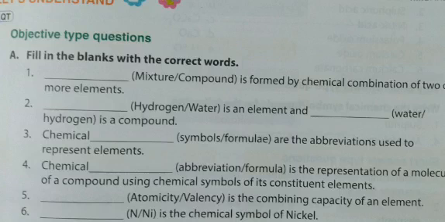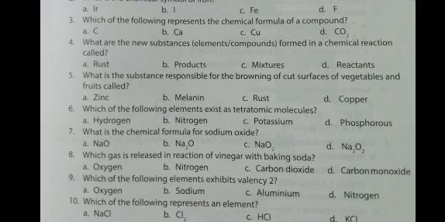Number 4, chemical dash representation of a molecule of a compound using chemical symbols of its constituent elements will be formula. Number 5, dash is the combining capacity of an element. It will be valency. Number 6, dash is the chemical symbol of nickel. It will be Ni. Now part B, choose the correct option.